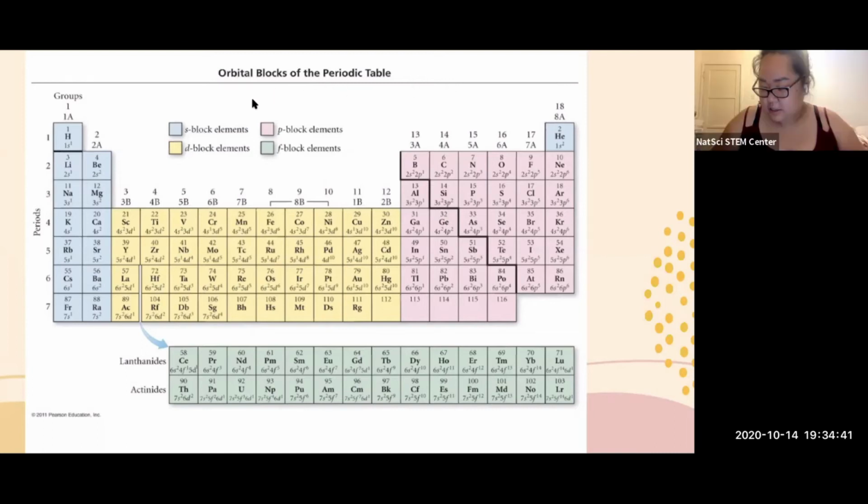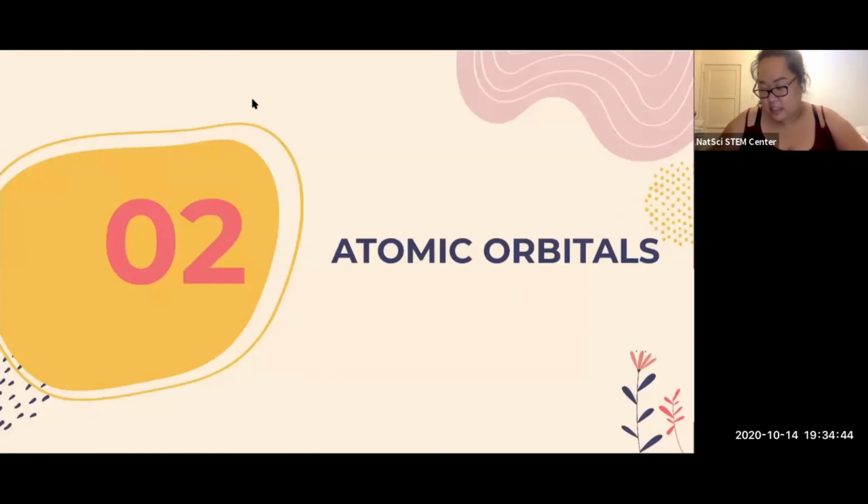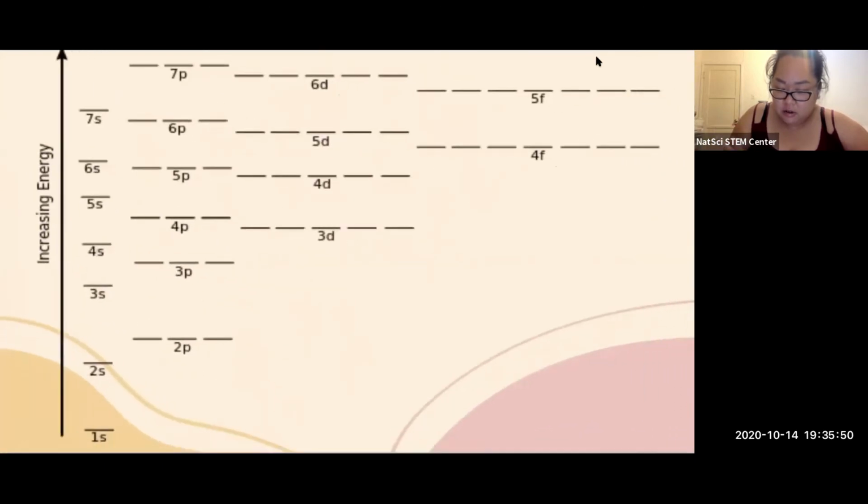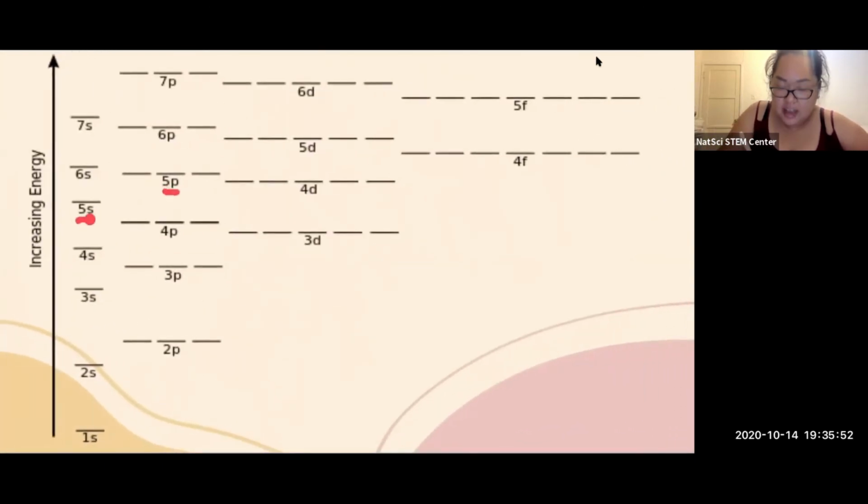Okay, next section. Atomic orbitals. This is where it answers some of your questions for orbitals. This is how you'll typically see it. They denote the P's and S's. S has only one line, but the P has 3, and D has 5. The F has 7.